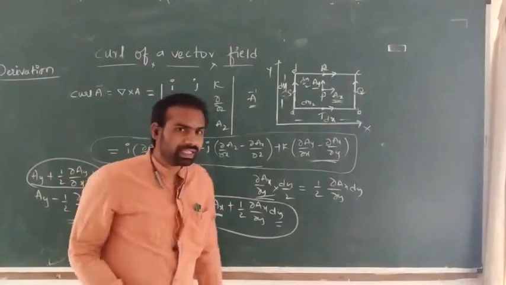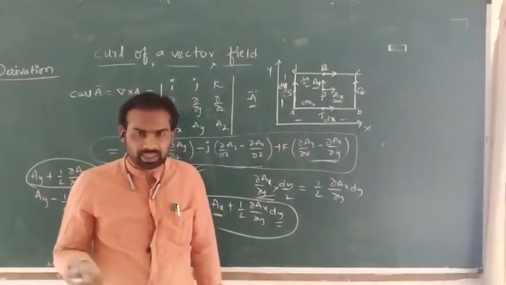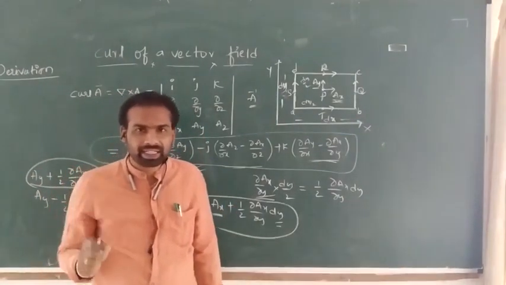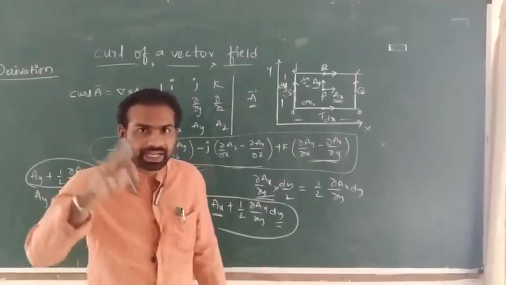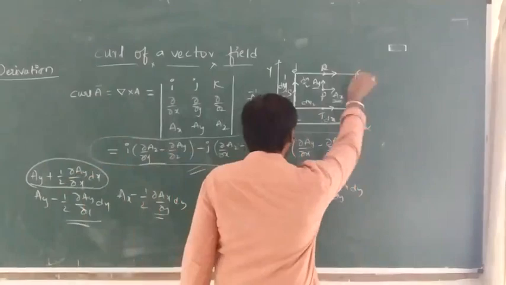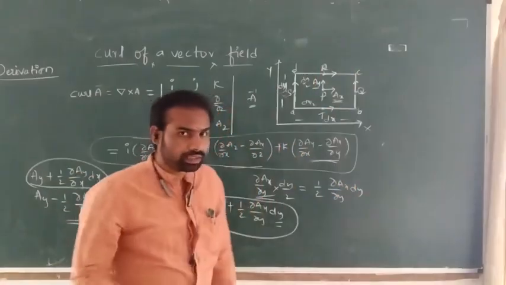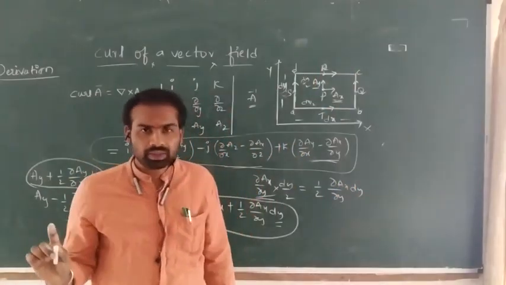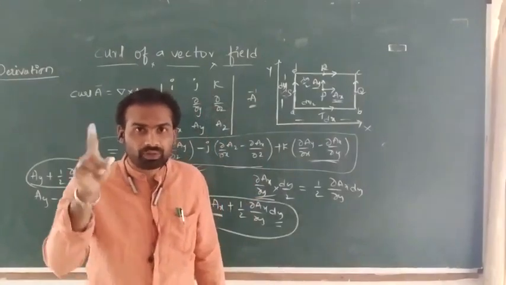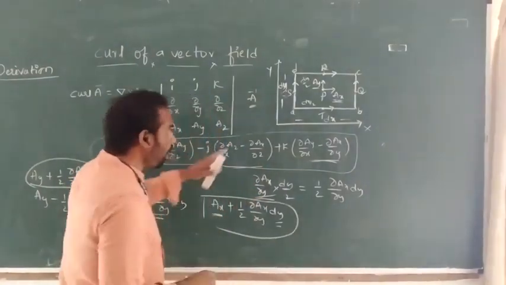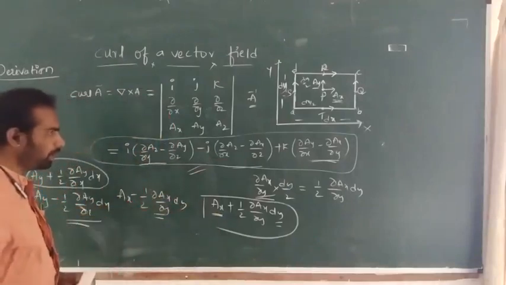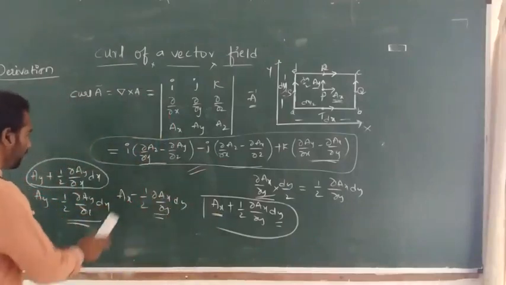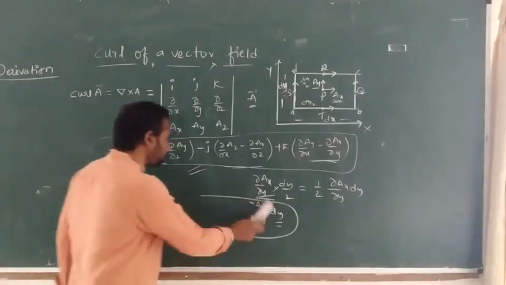Now, what is our intention? What is the definition of curl? The maximum line integral per unit area. We are going to find the line integral about this ABCD, the line integral of the curve. We are going to find the maximum value, and we will get the maximum value by taking all the directions. Now we got these values. Just remember those things.